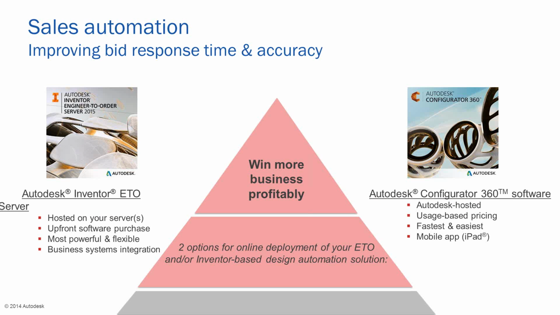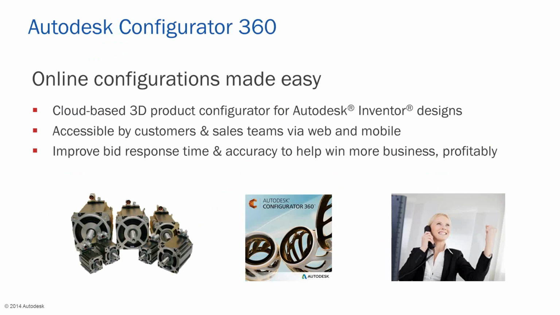So we're not going to look really at Inventor Engineer to Order today. We're going to focus on Autodesk Configurator 360. And that shows us that it's an online application. It's a cloud-based solution. And it's essentially the fastest and easiest way to provide engineers, sales, and customers with web and mobile access to your product configurations. So for most people, this is going to be the best way to start realizing the benefits of sales automation. So let's just move on and look at that in a bit more detail.